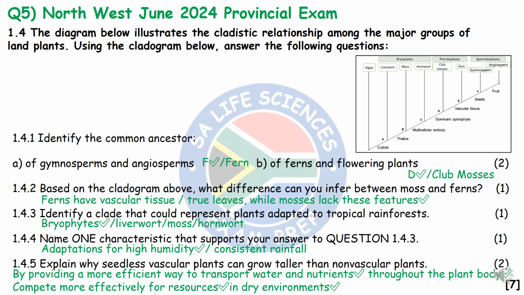So for this question, I actually want you to focus on the first sentence. Refer to the types of vascular tissue, say what each vascular tissue is responsible for, and how the presence of that vascular tissue means that the plant can therefore grow taller and have access to more resources.